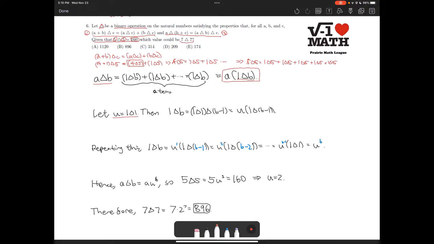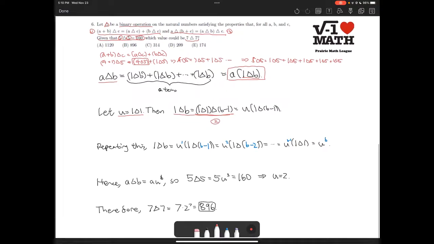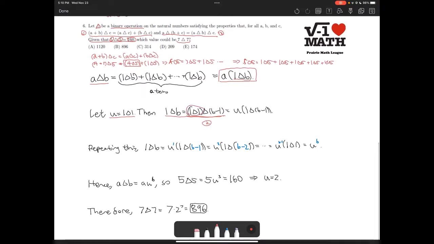Variable names are probably confusing here, but just hang in there. This applies by property 2. And notice here that we have our unit that we defined earlier: u triangle (1 triangle b minus 1). This might look a little confusing, but the key point is that at the start we had 1 triangle b, and by the end we had u times 1 triangle (b minus 1).